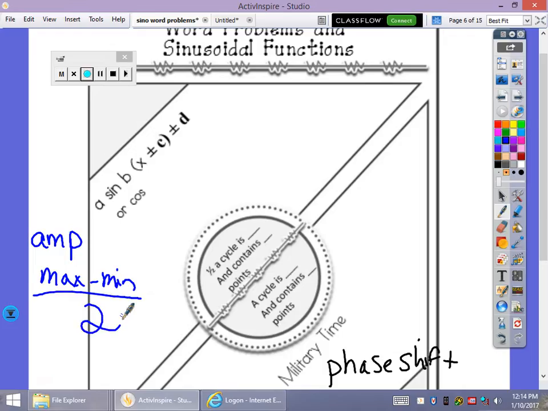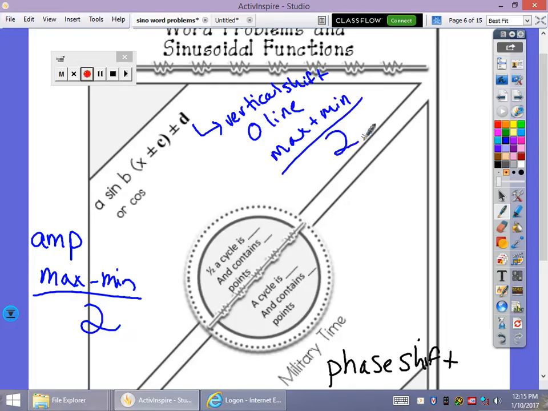So what does max plus min divided by 2 do for me? It helps me find the 0 line. Which one of these is the 0 line? D. So D is my vertical shift. It is my 0 line, and I can calculate it by doing max plus min divided by 2. Okay? All right, what is B?